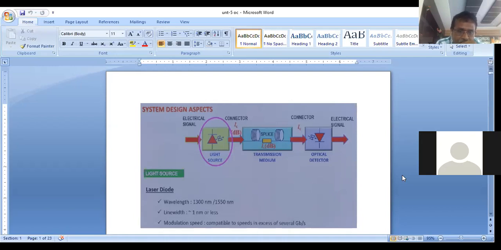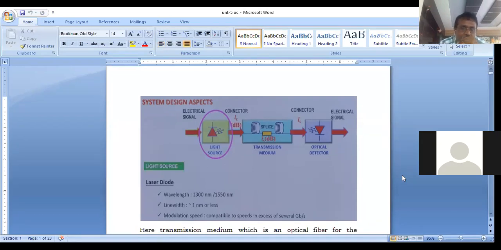In the next unit, we will discuss the transmitter section, and the last unit is the optical receiver section. In this section, the main system design aspect, we will combine all the modules and components that we have studied earlier. For example, this is the main block diagram of optical fiber communication.